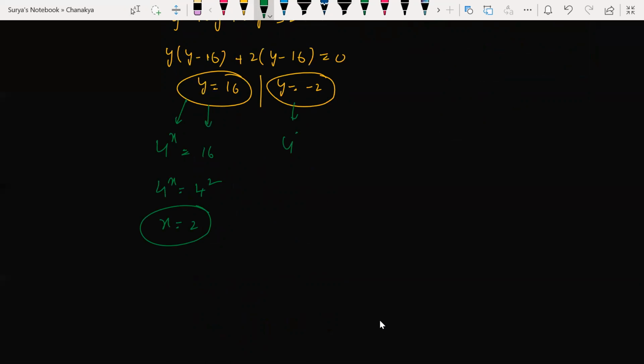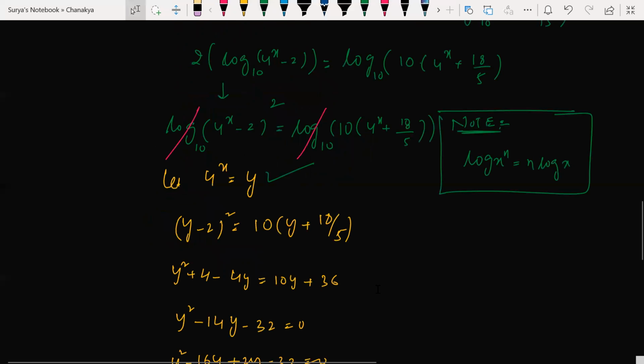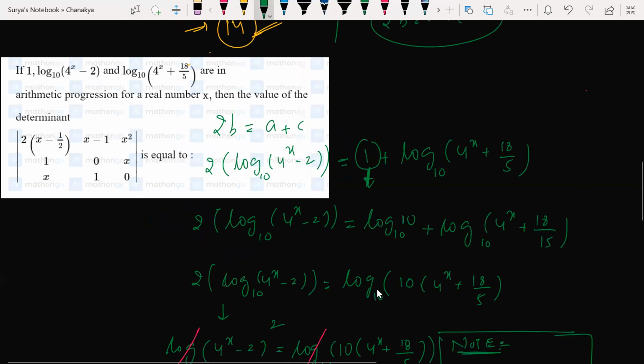Now look at this, 4 to the power of x is equal to minus 2. It is quite impossible. You can't get that. So we'll be taking the x value as 2 now, right? X value 2 I got. So now what am I going to do? My job is done. Like 80 to 90% of the question has been done now.